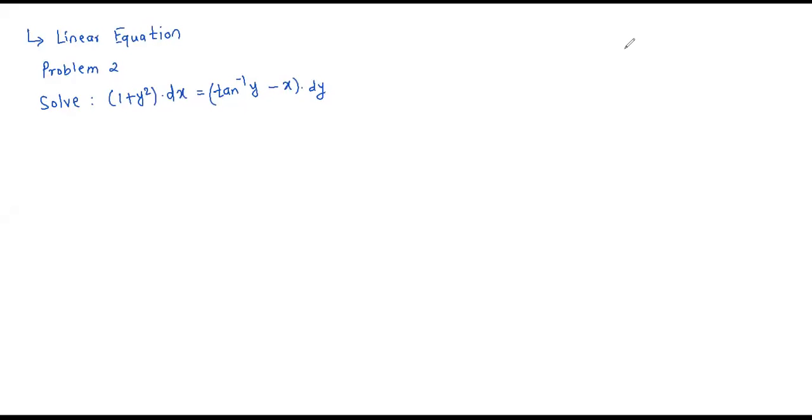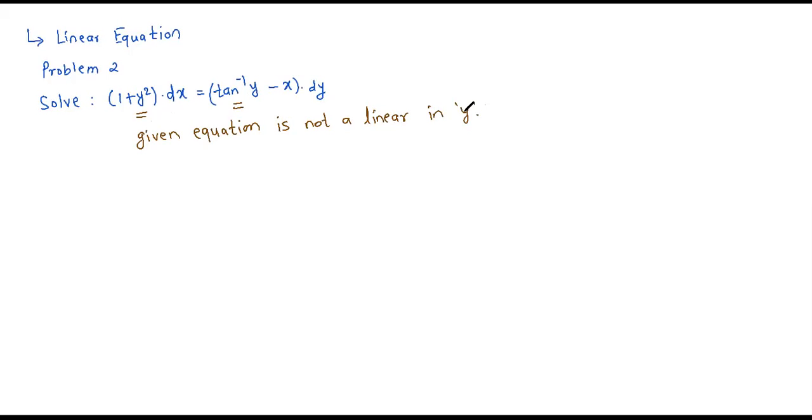Now the given problem is: solve (1 plus y square) dx equals (tan inverse y minus x) dy. First tell me whether it's a linear equation. It contains the term y square and tan inverse y, so the given equation is not linear in y.